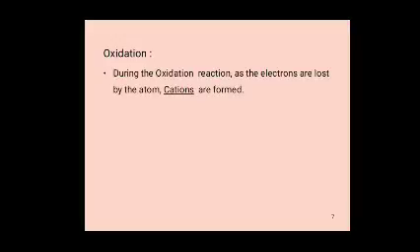What is a cation? The positively charged particles are called cations. Why do they form cations? When the atoms are unstable, they lose electrons from the valence shell to get the nearest inert gas configuration. This is called oxidation.